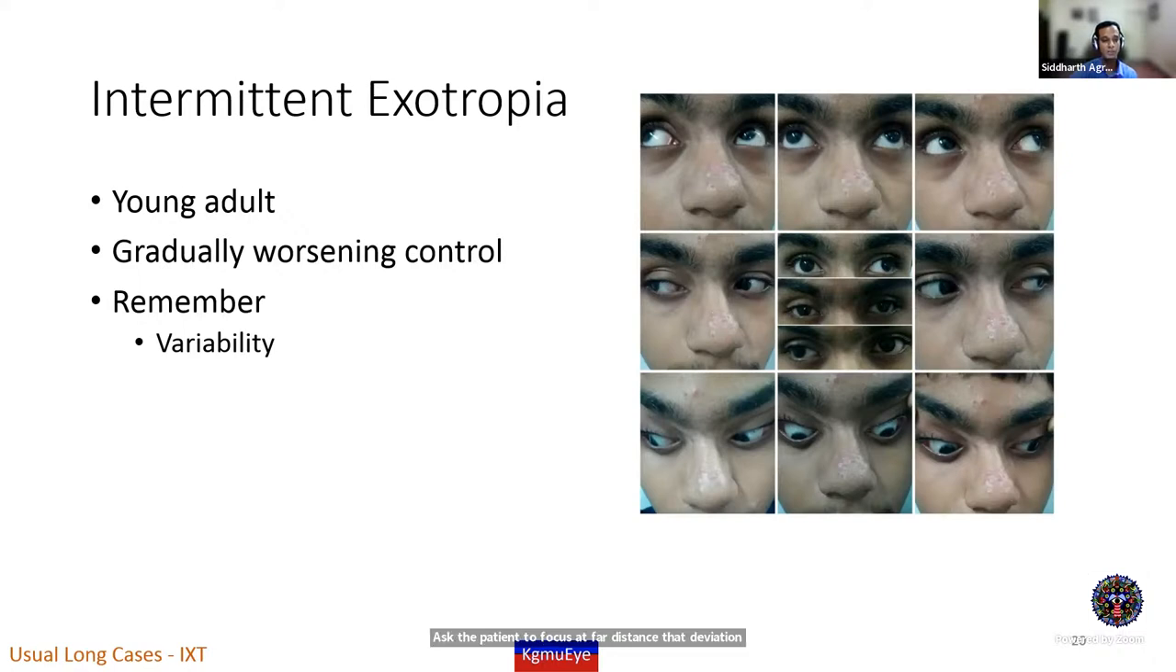Ask him to look in the up gaze. The deviation will be there. You should be aware of how to perform the patch test. Although the time in the exam may be short for you to do it, this would be a common question that you would be asked, as we want the deviation to be manifest. Again, patterns are commonly associated with this type of deviation.